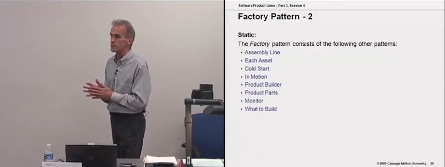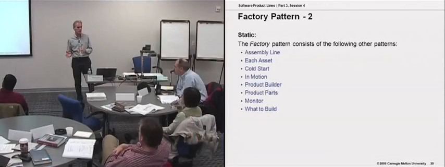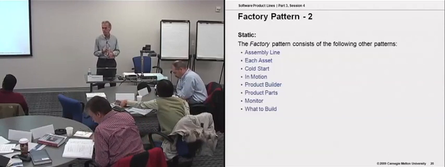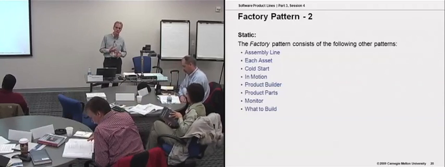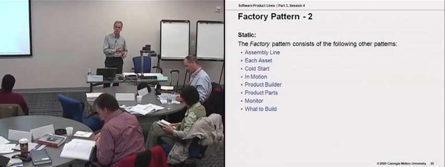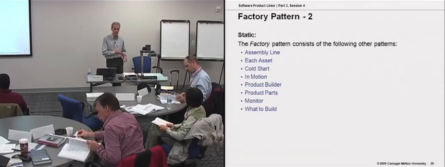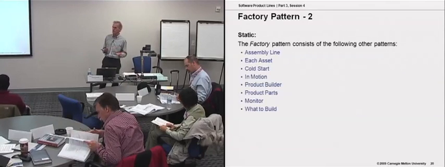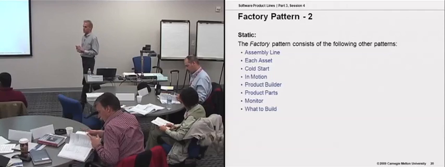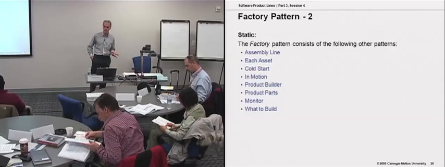So we have patterns like the assembly line pattern, which looks at the tool support necessary to support core asset development and product development, and the level of process discipline you need to have to create the attached processes for the core assets and ultimately come up with a production plan. You have the each asset pattern for making sure that every asset that you create is an effective baselined member of your core asset base.